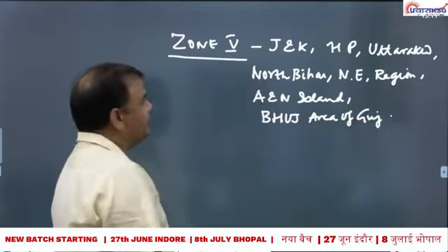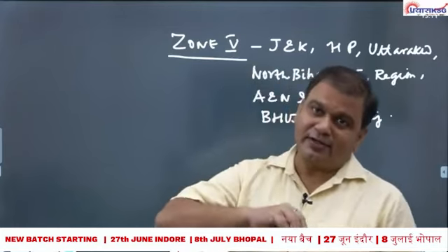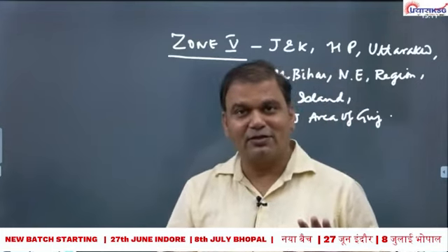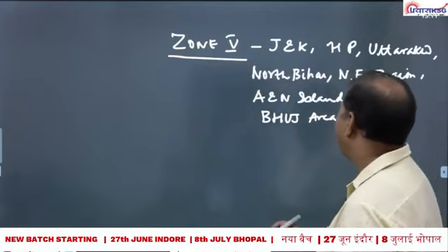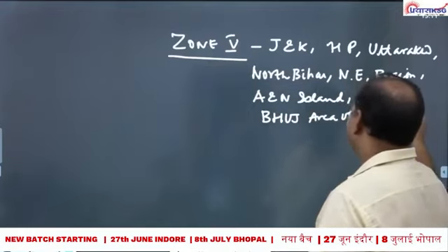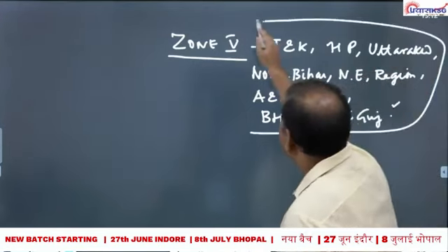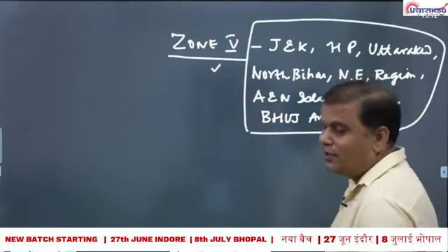See, the classification is that we do not have any kind of zone 1 because there is no very low intensity earthquake in India. There is either moderate intensity or high intensity type. Earthquakes can occur in any part of India. Clear? That's why we do not have zone 1 where there won't be any kind of risk. So all these regions fall under zone 5. Clear? Write down.